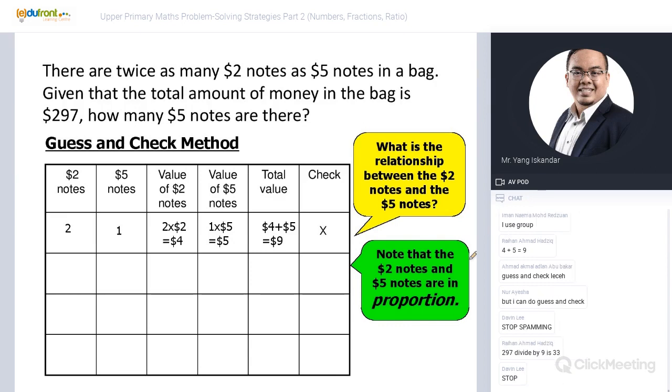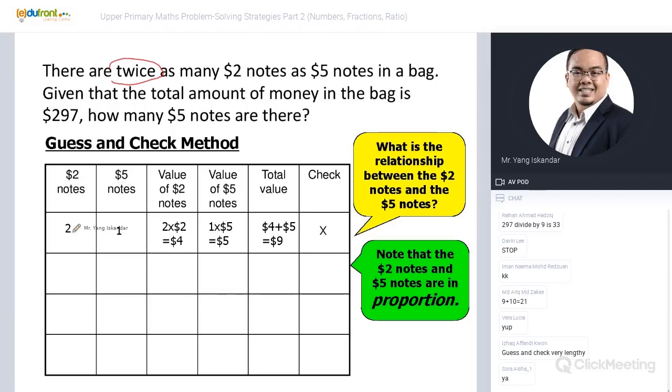Now, this is an example of guess and check. You can see there are twice as many $2 notes as $5 notes in a bag. So basically, you do not know. They tell you that there are twice, but you do not know exactly how many $2 notes and how many $5 notes. But they tell you the proportion. The proportion is 1:2.